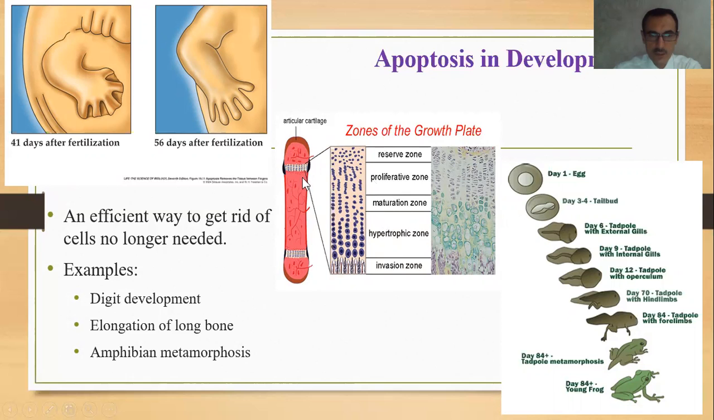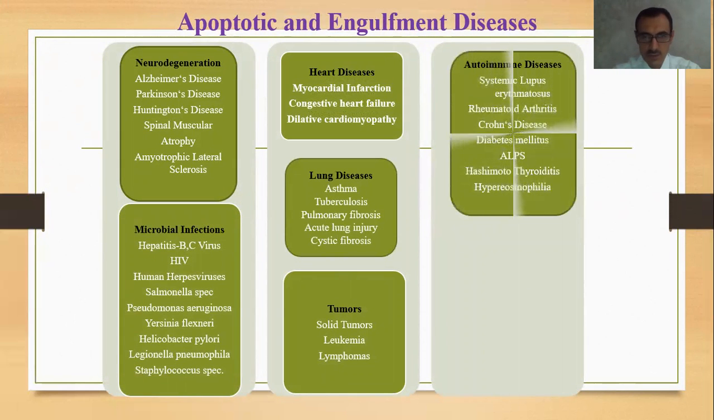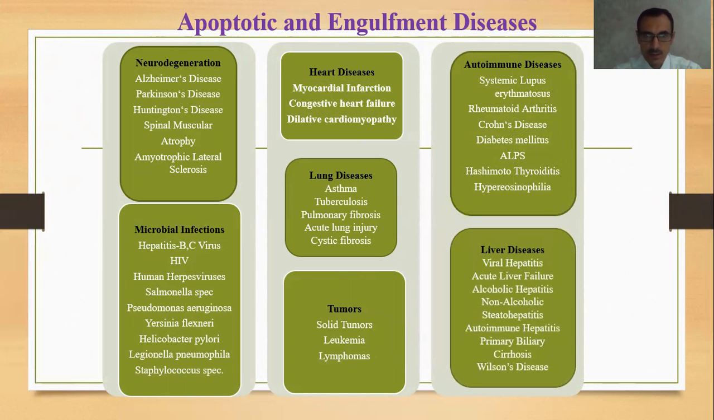Or another one, the elongation of the long bone during the ossification. And here the chondrocytes undergo apoptotic death, or the amphibian metamorphosis from the tadpole stage, formation of the young frog, and here we see the dissolution of the tails of these animals by apoptosis. And there is a huge, abundant number of diseases that we can find with apoptosis. There are many diseases.